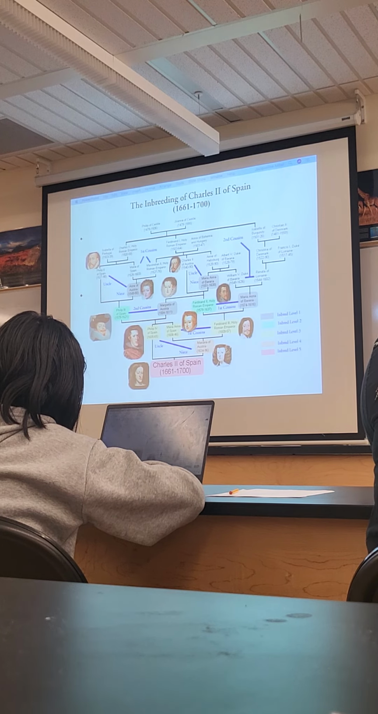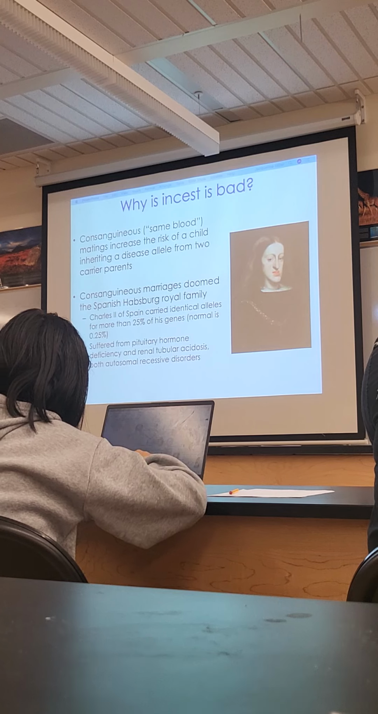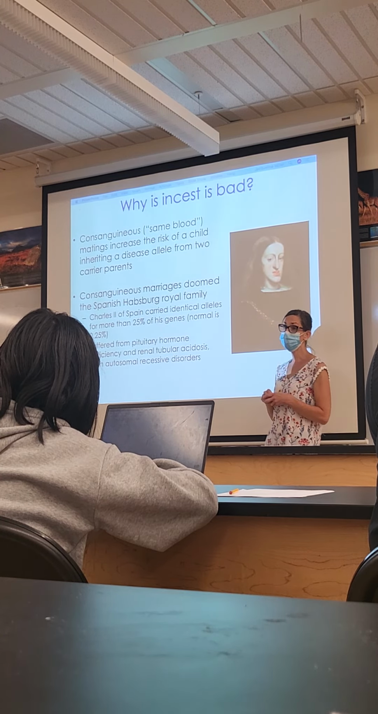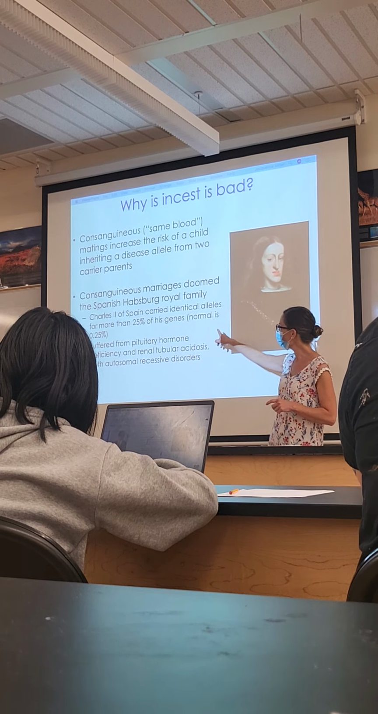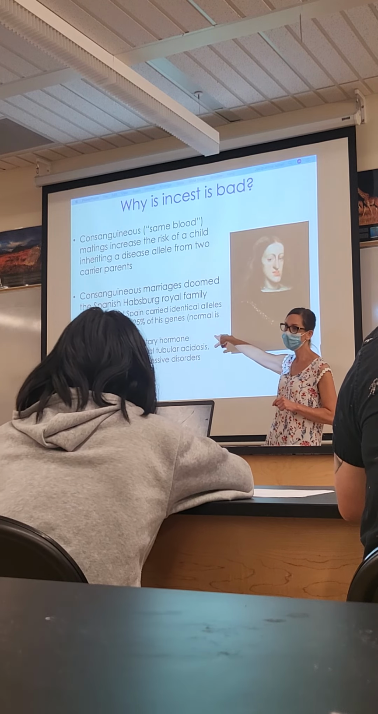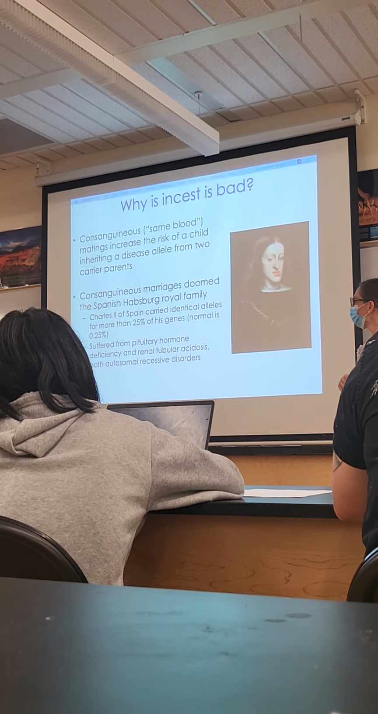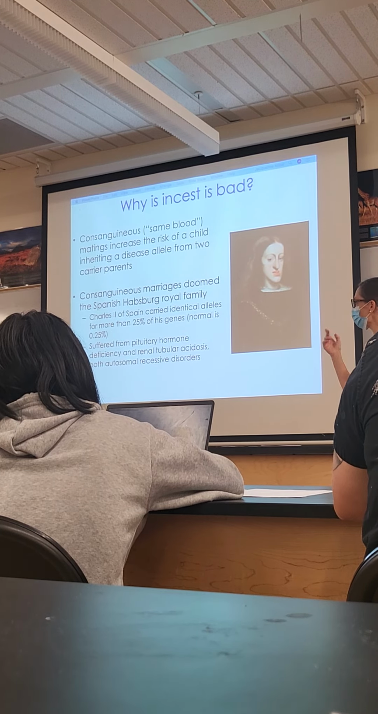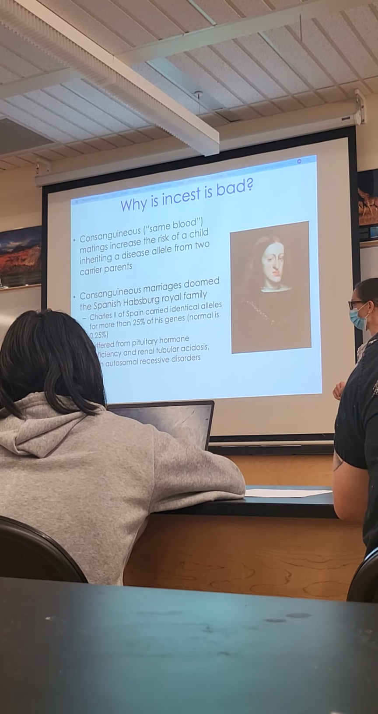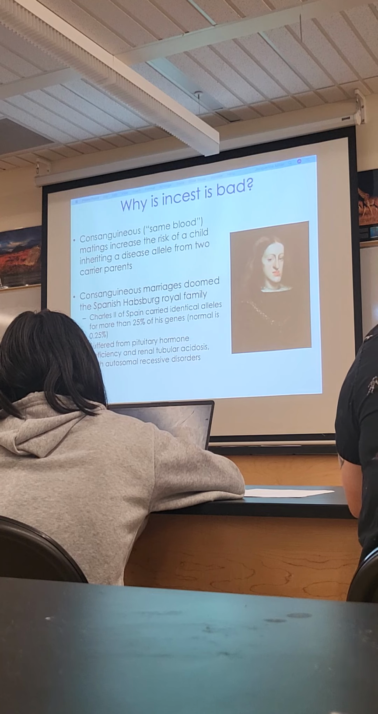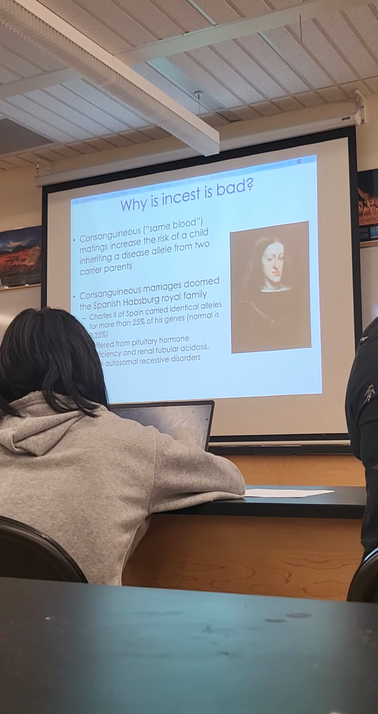Charles II was at the bottom of many inbred levels, and they measured his alleles. He had identical alleles for 25% of his genes, and for most people it's 0.25%. So that shows you how many recessive traits he had. He ended up suffering from several different recessive disorders as a result. Pituitary hormone deficiency and renal tubular acidosis were two that he had.